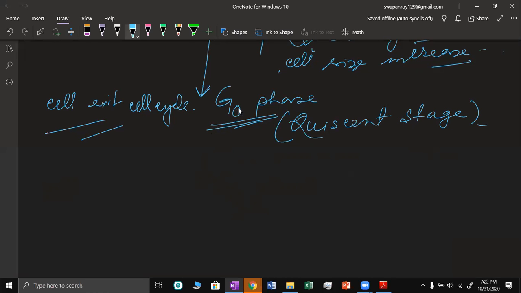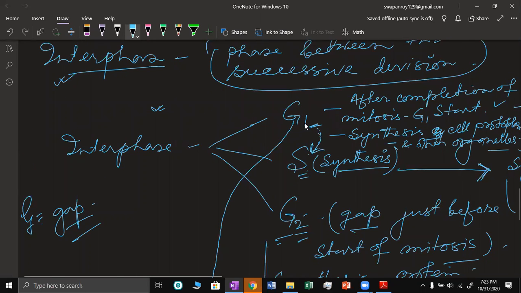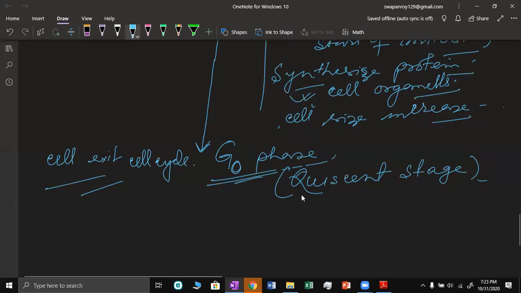Sometimes, if it is required that the cell has to divide due to some cause, say there is some injury, and in that place the injury has to be healed, so new cells should grow. During that time, these cells from the G0 phase can come back to the G1, and then S and G2, and thereafter it will divide.